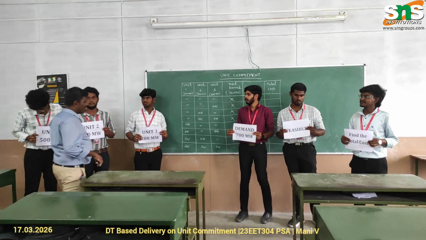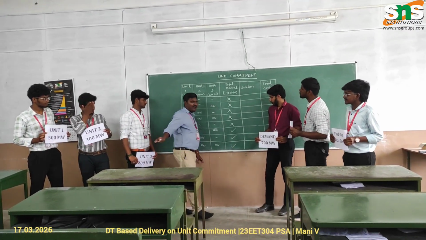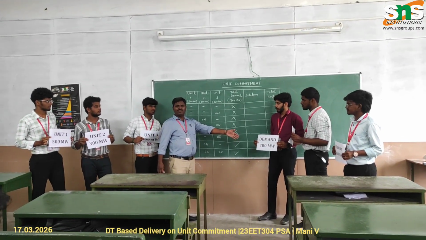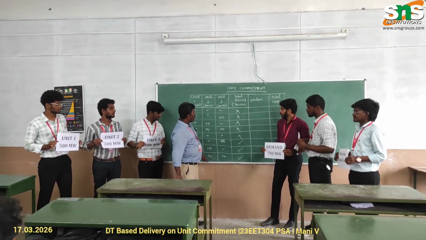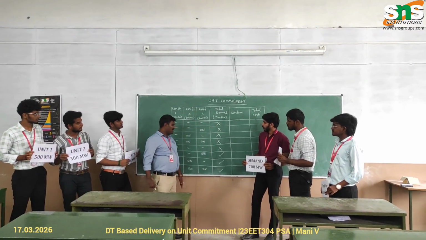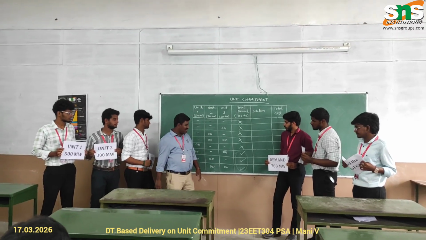Total cost. Okay. So here, if all the units are operated, they produce 1000 megawatt, while the requirement is only 700. So it is also a feasible solution. So out of 8 combinations, this one is negligible. Out of 7 combinations, we are getting three feasible solutions.